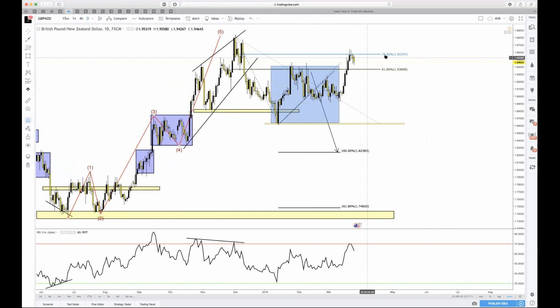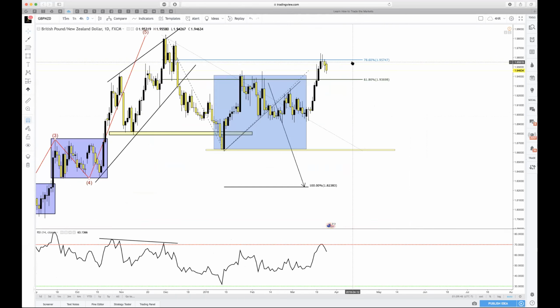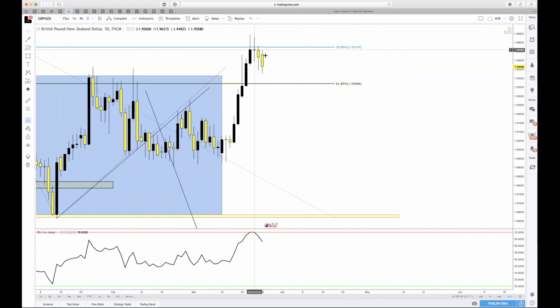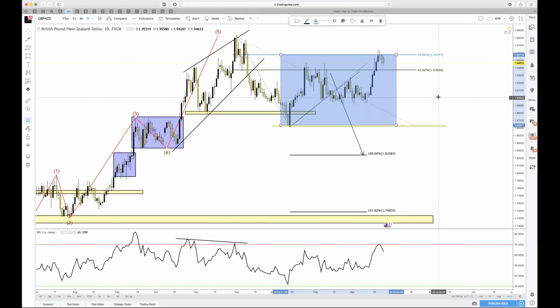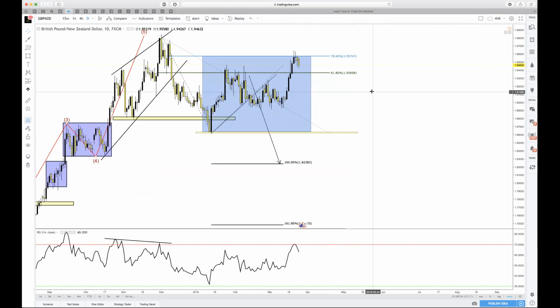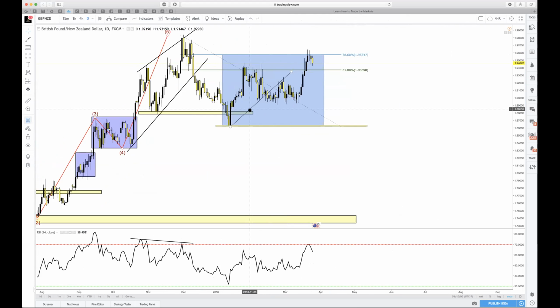Look at that, 78.6, the hammer right there. This is a reversal candlestick right here. That's a good trade for me. Believe it or not, I'm just gonna drag my level up. That's it. There. Clear more everything up so you guys can see.